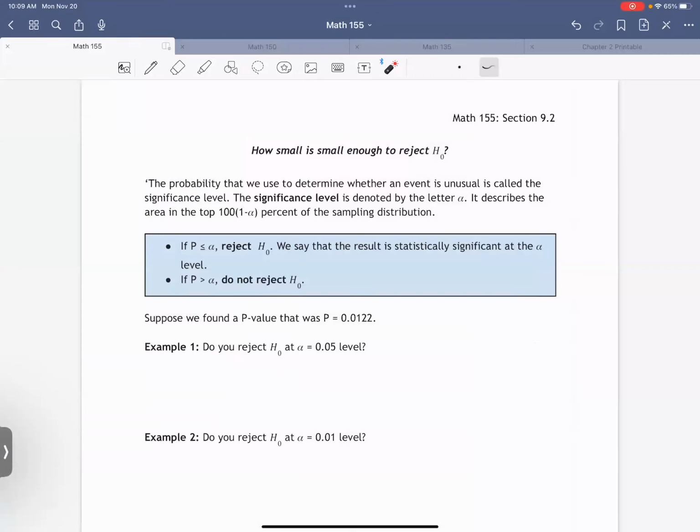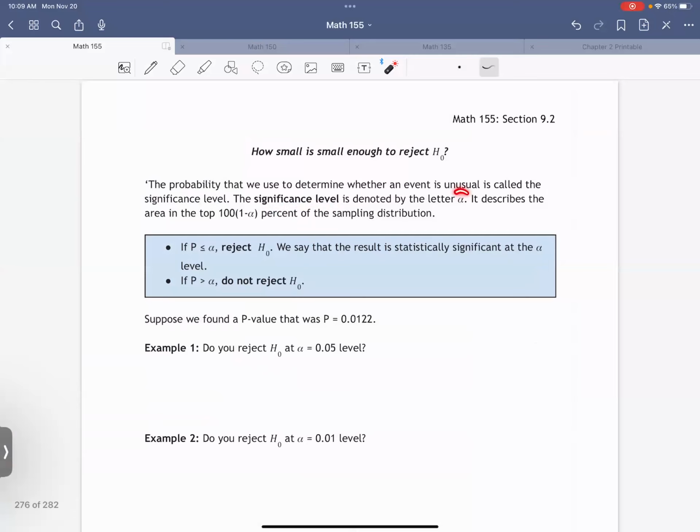Now you're probably wondering, I know that P has to be small to reject the null hypothesis, but how small does P have to be? And the answer is, well, it depends. The questions in this section are going to give you something called the significance level. The significance level is alpha. So alpha is the significance level.